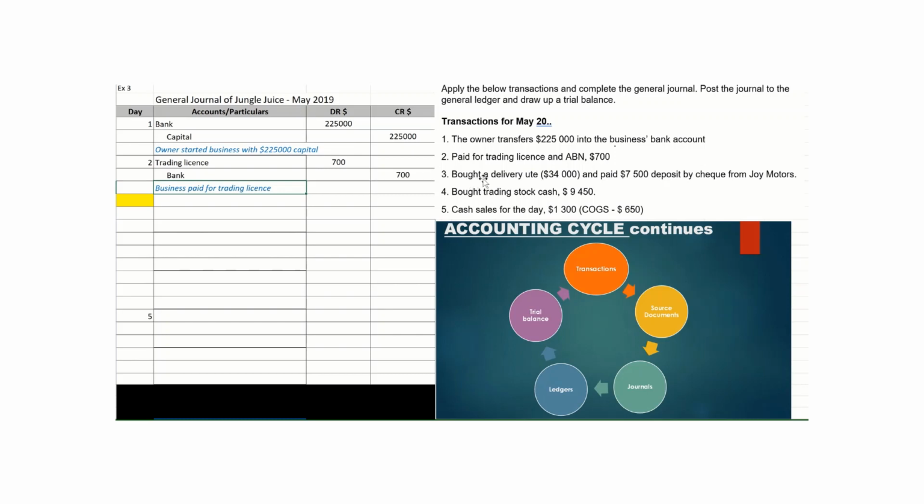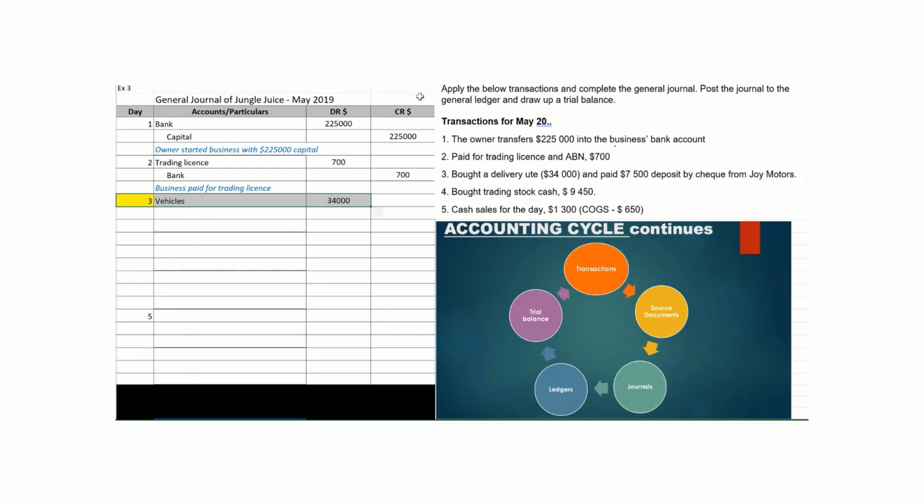So I'll do the first bit, bought a delivery ute. Now you've got to understand, bought or buy does not necessarily mean we paid for it. Here they said we only paid $7,500. So let's forget the $7,500 that we paid and we split this. So what did we buy? A delivery ute. Now a vehicle or ute is an asset to the business. My assets would increase with the total amount.